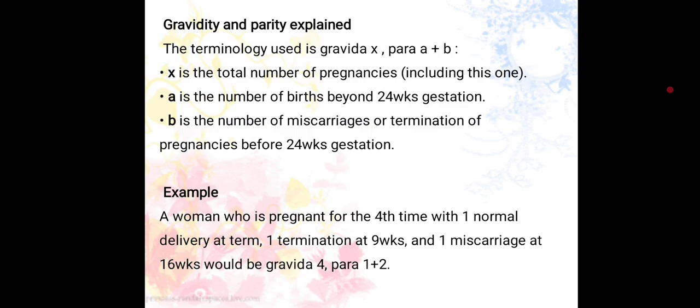For example, a woman who is pregnant, so it's gravida 4 صح, with one normal delivery at term, one termination at 9 weeks, and one miscarriage at 16 weeks. The patient is gravida 4, para 1, which is a term delivery, plus 2, which is one termination at 9 weeks and one at 16 weeks, both below 24 weeks. So the patient is gravida 4, para 1 plus 2, has 2 losses before viability.